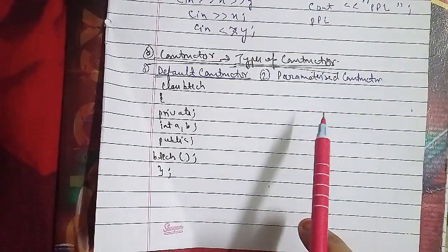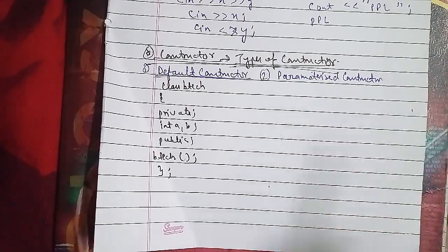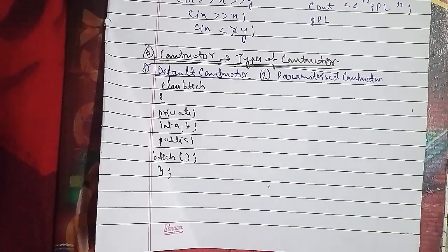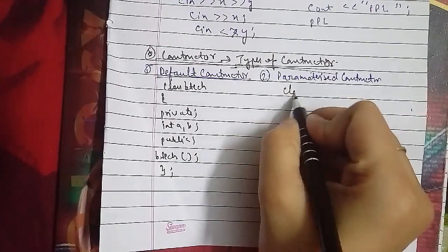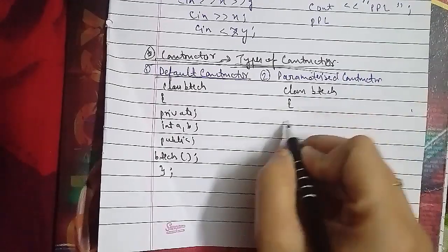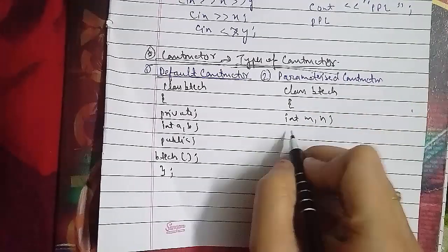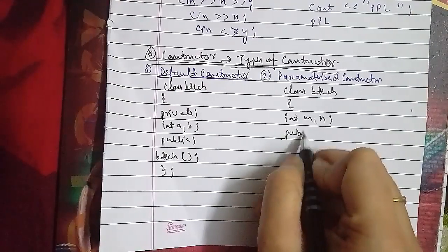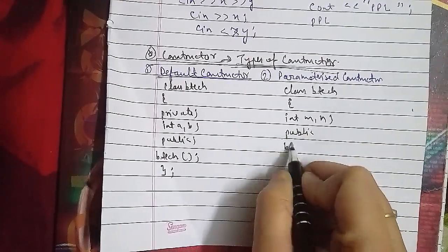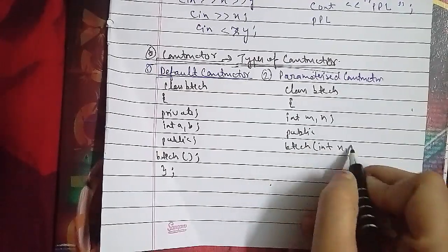Here we must pass the initial values as arguments to the constructor function when an object is declared. The explicit call can be written as b1 equals BTech(0, 100), and the implicit call is written as BTech b1(0, 100). Now we'll talk about the third constructor, which is the last one, termed the copy constructor.